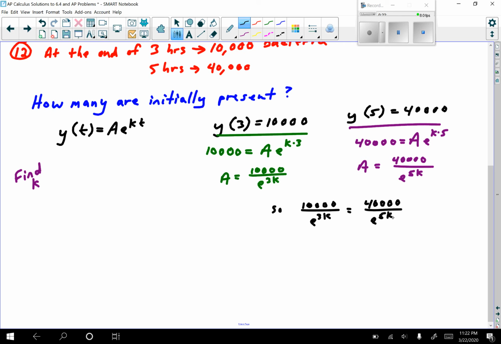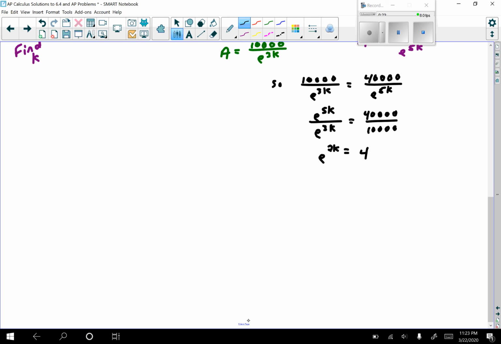Solving for k, I'm just going to multiply both sides by e to the 5k, then divide by 10,000. So this turns into e to the 5k over e to the 3k, because I could do something with that next, and then 40,000 divided by 10,000. So going back to laws of exponents, I could just subtract the exponents when my bases are the same. So I get e to the 2k is equal to 4. We'll take the natural log of each side. So 2k is equal to the natural log of 4, and k is equal to the natural log of 4 over 2. So I have k.